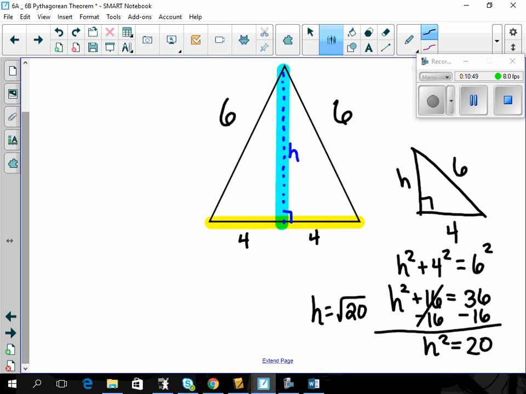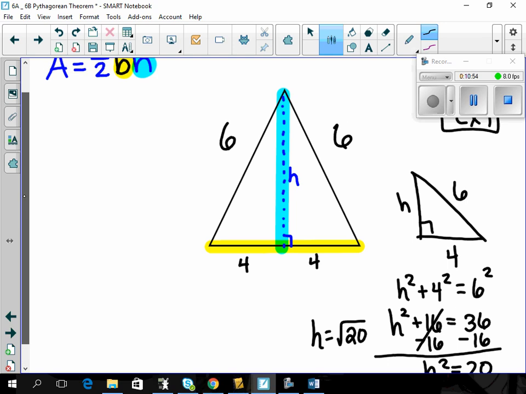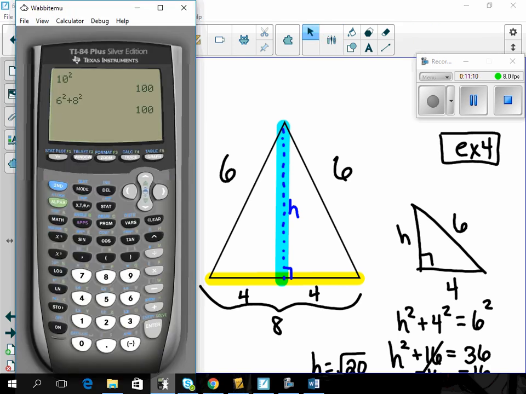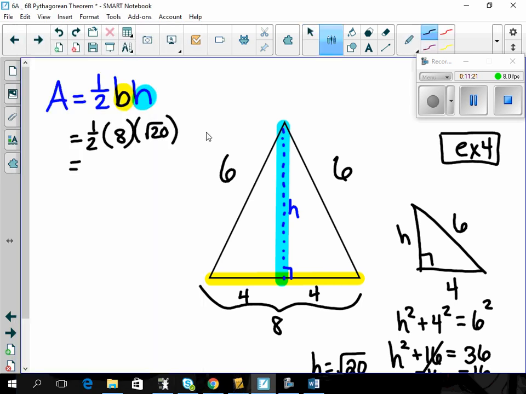I'm not going to reduce this one because I'm just going to put it in like it is to get my final answer. So I'm going to plug in for the height the square root of 20. The base, if you remember, was the entire base, which was 8. And then I have a half. And when I type all of these numbers in, 1/2 times 8 times the square root of 20, I get 17.9. So the area of my triangle is about 17.9 units squared.